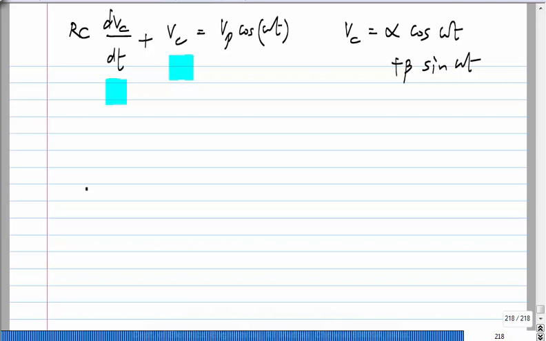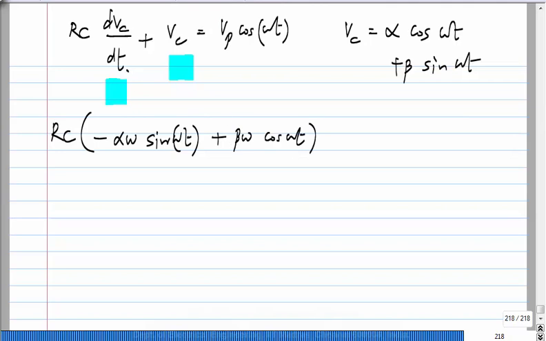And if you do this, you would have got Rc times the derivative, which is Rc times minus alpha omega sin omega t plus beta omega cos omega t. That's the derivative term, and Vc itself would be beta sin omega t plus alpha cos omega t. The whole thing should be equal to Vp cos omega t. Okay.